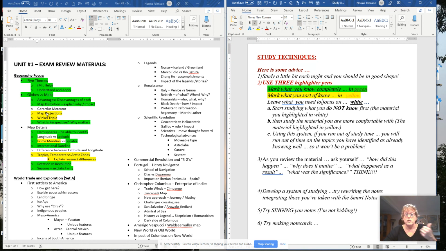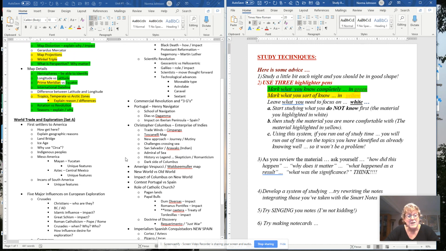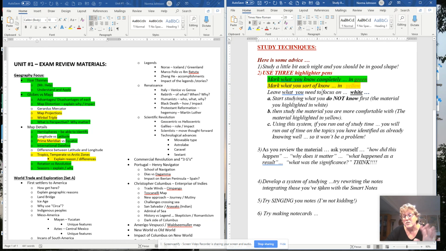So I'm going to start with Gerardus Mercator. I'm going to start with map details like longitude and the difference between latitude and longitude. And that's where I'm going to start in this first section. Then, after I've studied that a little bit, I'm going to move to the yellow items. That way, if I run out of time, I'm running out of time on the information I feel most confident in. And it actually keeps us from just going crazy and studying these things over and over again.